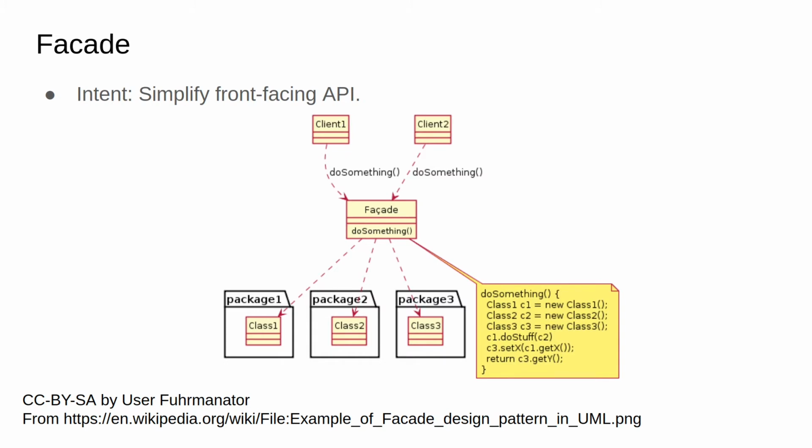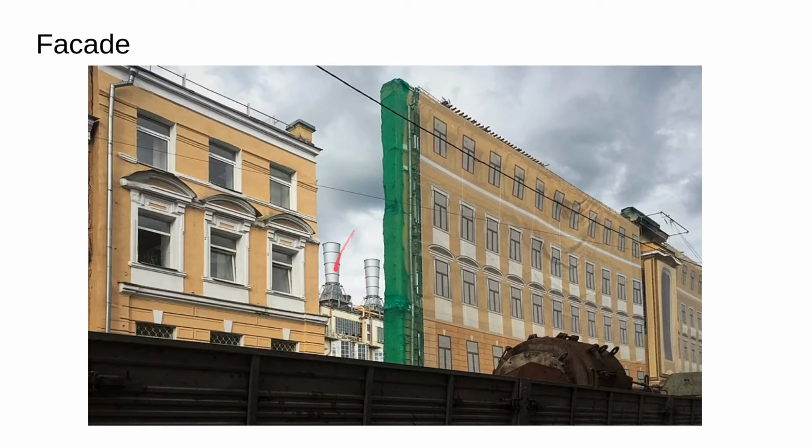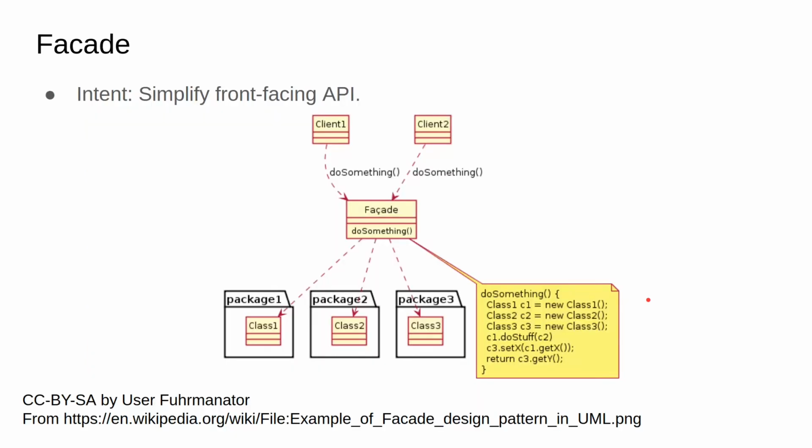Basically you hide all the details at the back with a simple, nice-looking interface like this. If you look from afar, you probably don't see that you're hiding stuff inside, right? It's just the nice front face of the building. It's a facade. So this is the facade pattern.